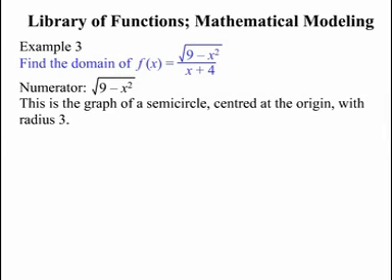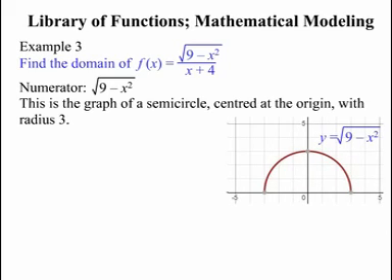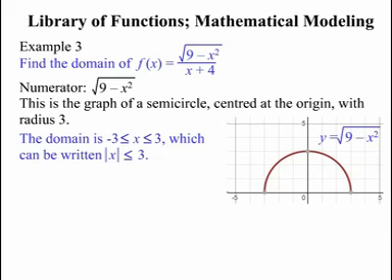Numerator. This is a graph of a semicircle, centered at the origin with radius 3. Looks like that. Okay, so what's our domain? Well, our domain is obvious, from negative 3 to positive 3. So you could write it two different ways: negative 3 less than or equal to x less than or equal to 3, or we could write it as the absolute value of x is less than or equal to 3.